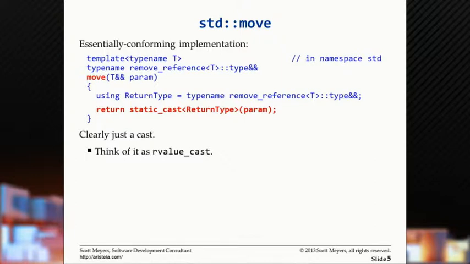Now, it has been suggested that perhaps a better name for this would be something like R value cast. And that's actually not a bad idea in my view. It has the name move because normally you use it to set things up to be moved. But move itself doesn't do any moving. All move is doing is casting something to be an R value. So that's move.